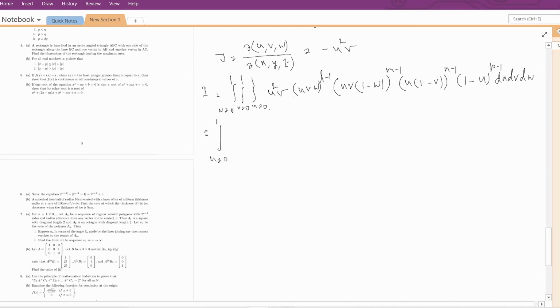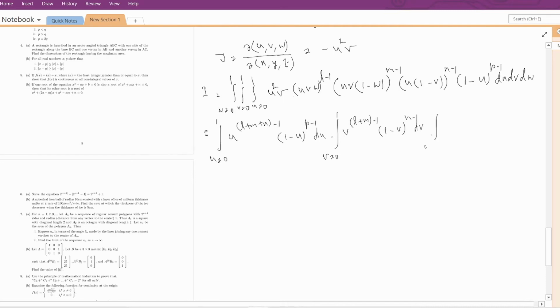If you take all the u's one side, you will get u to the power L plus m plus n minus 1 into 1 minus u whole power p minus 1 du. As these are independent, so we can write into v equal to 0 to 1. Similarly, if you take all the v one side, you will get v to the power L plus m minus 1 into 1 minus v whole power n minus 1 dv.